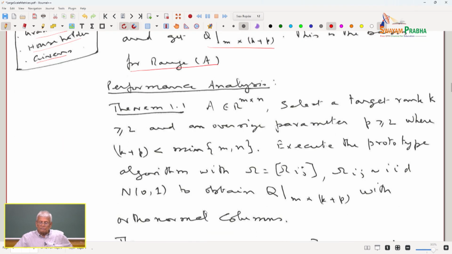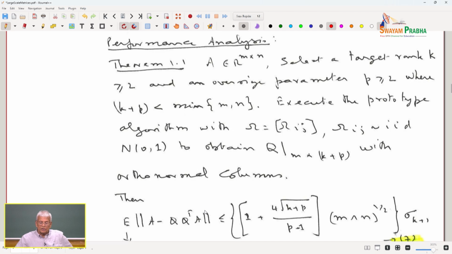Performance analysis of this algorithm leads to the first theorem in this area. Many of these theorems I do not necessarily prove. I want you to understand these theorems; they give you performance guarantees of this algorithm. So, A is m by n, select a target rank k, with m greater than or equal to k greater than or equal to 2, and the oversampling parameter p greater than or equal to 2, and k plus p is less than the minimum of m and n. If it is equal to the minimum of m and n, there will be a full rank.